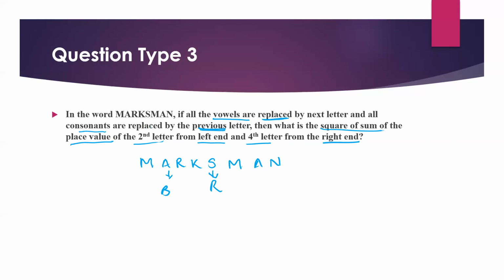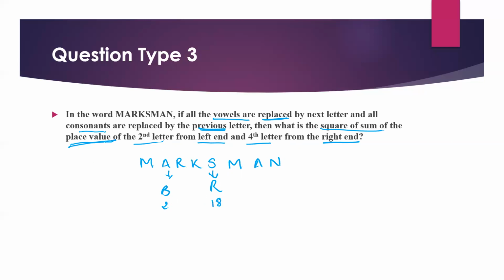Now we will do the question. We have fulfilled this criteria. Now it is asking, what is the square of the sum of the place values? Okay. So what is the place value of B? We have to find the place value. The place value of B is 2. And what is the place value of R? R is what? 18. Correct.